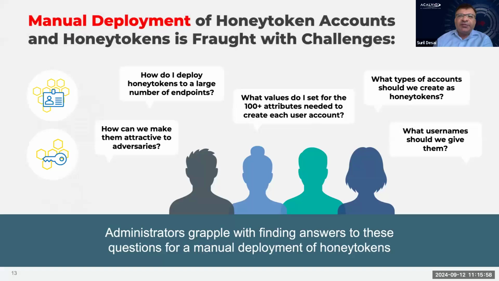So while honey tokens have been known to be an effective solution for identity threat, enterprises who have tried to use this manually have several challenges. Just one account in Active Directory has about 100 plus attributes in it. So now the administrator needs to make 100 decisions to create one honey token account. Imagine if you try to do that at scale, where there are multiple accounts in one Active Directory domain. And typically, most organizations have more than one Active Directory domain. So doing that manually becomes very challenging.